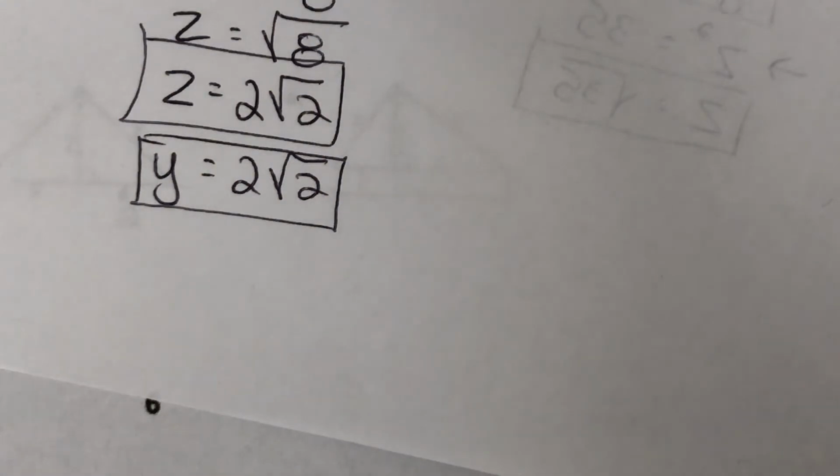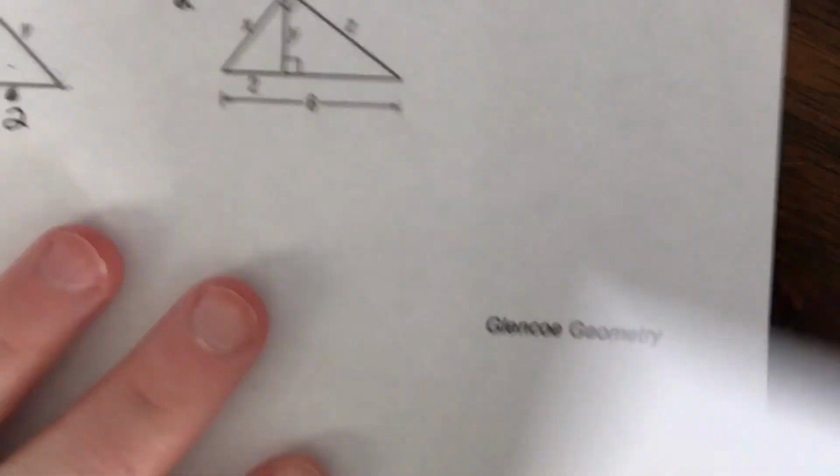Okay, one more problem, number 6 here. This is back to the long way, right? There's no shortcuts to this one. Let me get a separate sheet of paper. Number 6.